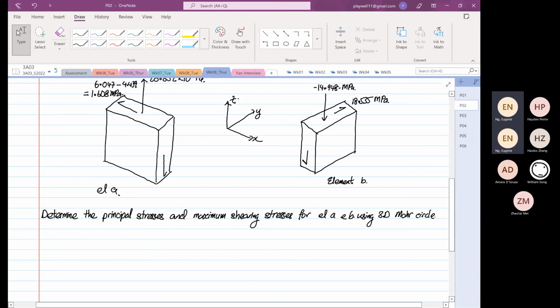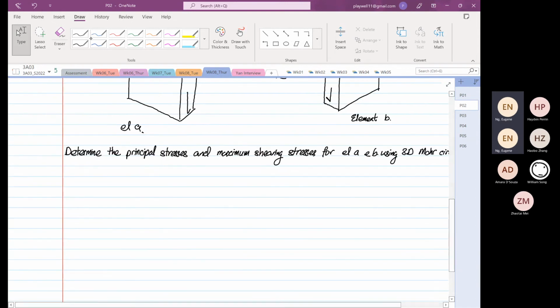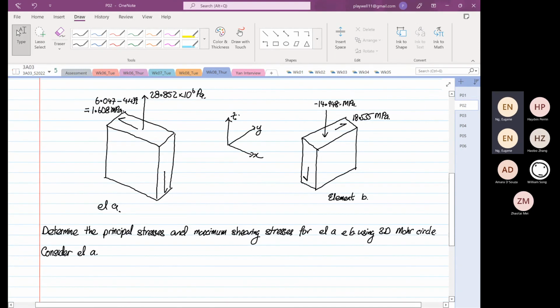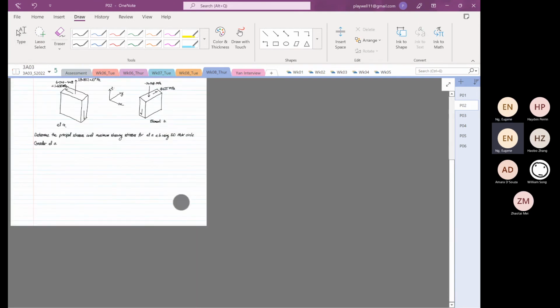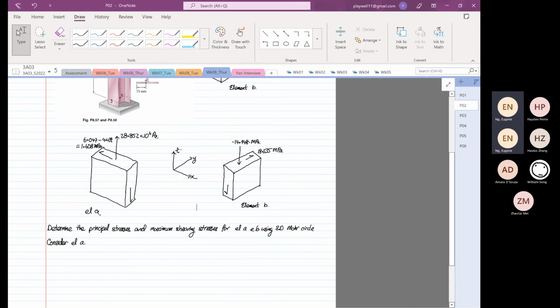I'll show you why. So let's consider element A. So this element, I'm going to bring this element in. Let me see how much space we have. I think we will have enough. I hope.